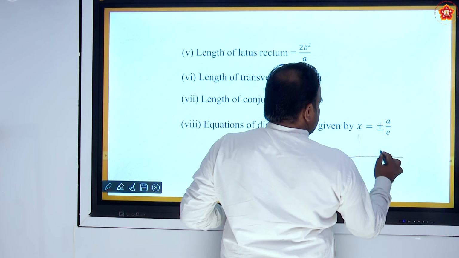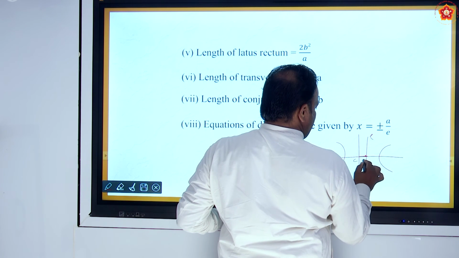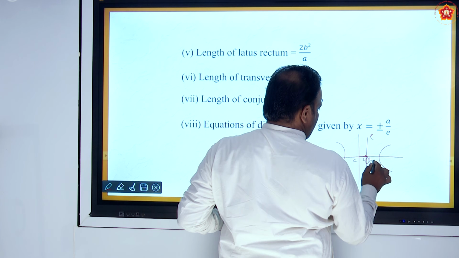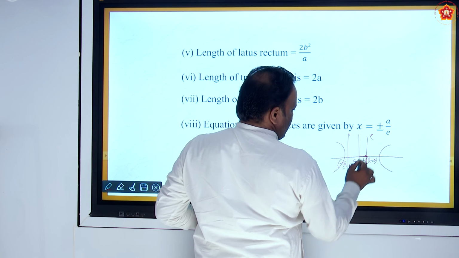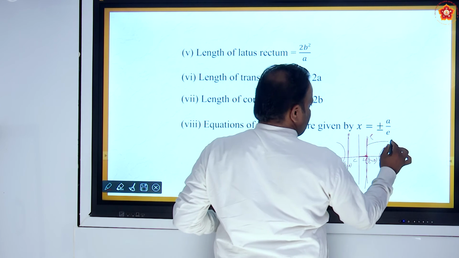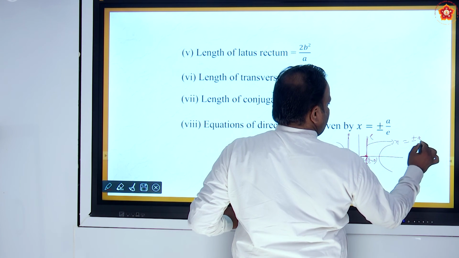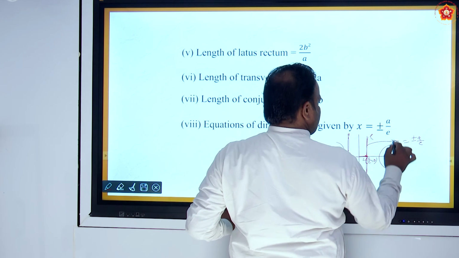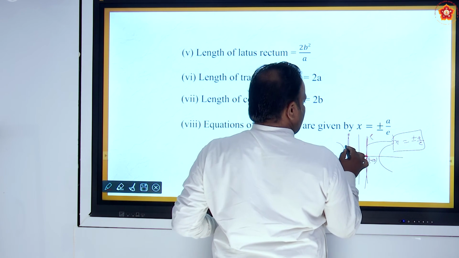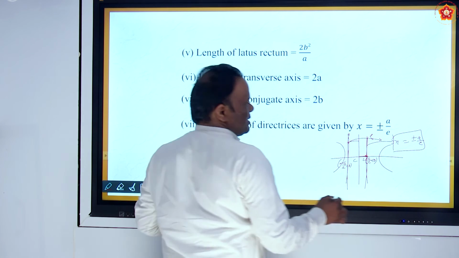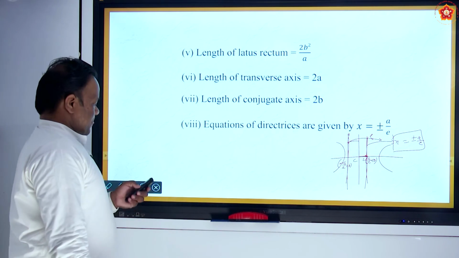See, this is the hyperbola, this is the directrix. This CZ we already found: CZ equal to A by E comma 0, and on this side, minus A by E comma 0. The equation of this directrix is x equal to plus or minus A by E. Here is minus A by E, here is plus A by E, combined x equal to plus or minus A by E. This is the equation of directrix of the hyperbola.